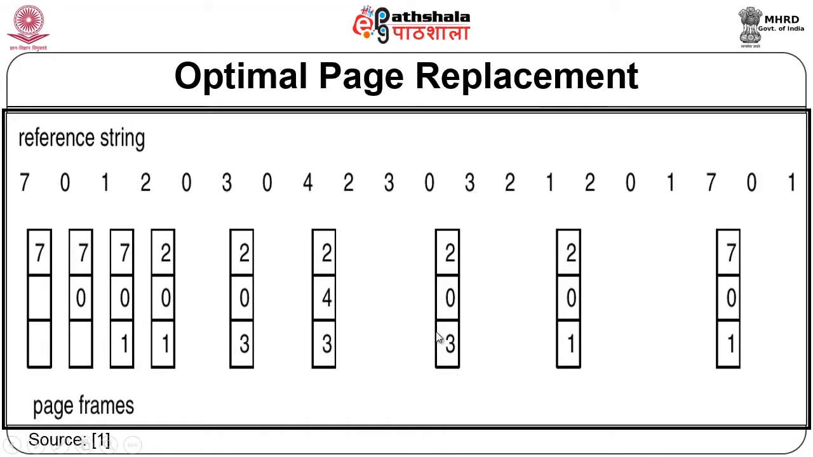And the next reference is to 3. 3 is a hit, it is already present in main memory. Then the reference is to 2. 2 is also present in the main memory. Then you have a reference to 1.